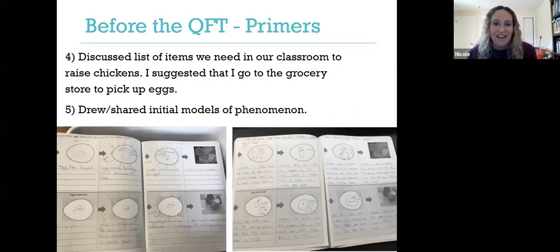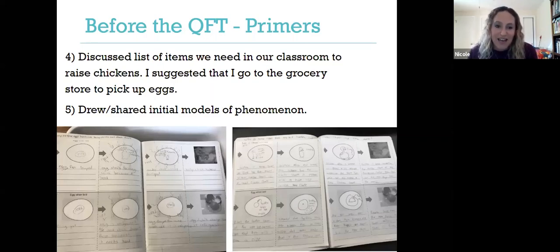But I suggested that I go to the grocery store and pick up eggs, and the students were all protesting, no, you can't go to the store, those eggs, they don't hatch, that's wrong, don't do that. And it was really neat to see them really excited about me not going to the grocery store. So they already had some wonderings about why the grocery store eggs aren't going to be able to hatch, or at least in their experiences, why they might not hatch.